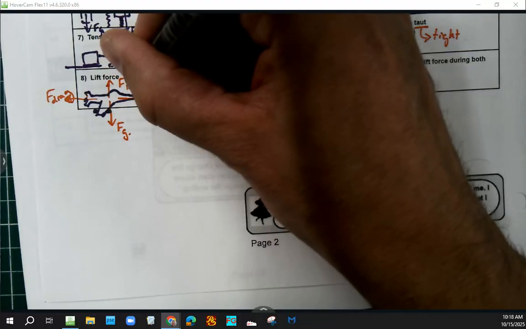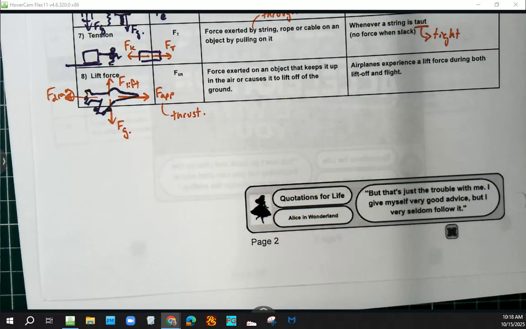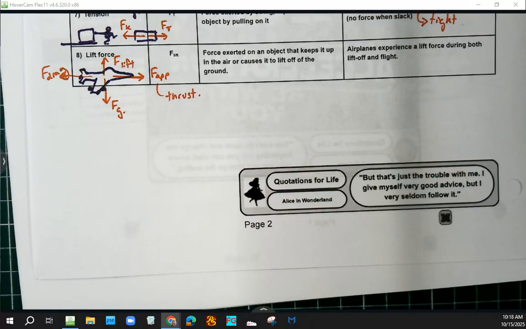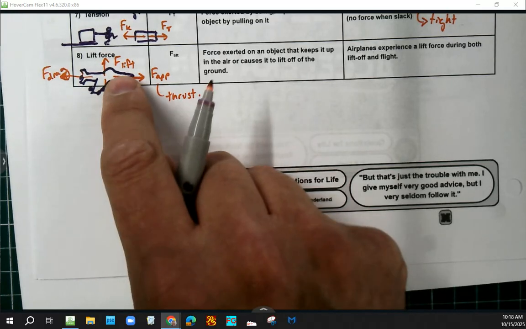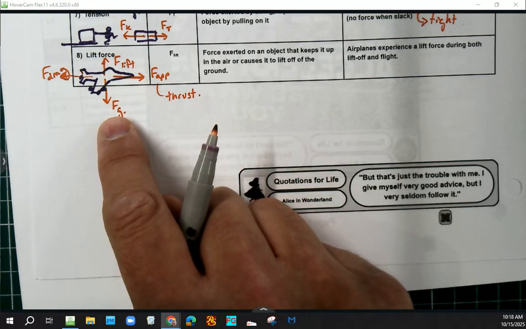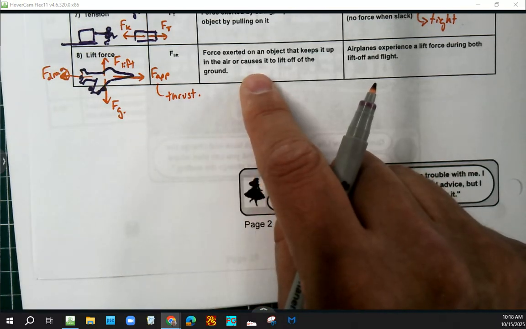Now, lift is going to be achieved by the shape of the wings themselves and the flaps in combination. And if you really want to look into that, it's not actually part of this course, but Bernoulli's principle is what causes lift, and you can definitely look that up. It has to do with the relative speeds of air above the wing and below the wing, causing there to be a pressure difference between the two. It actually causes the plane to lift up. But we're just going to call it lift force, okay? So this plane lifts up. It's a force exerted that keeps something in the air and causes it to lift off the ground.